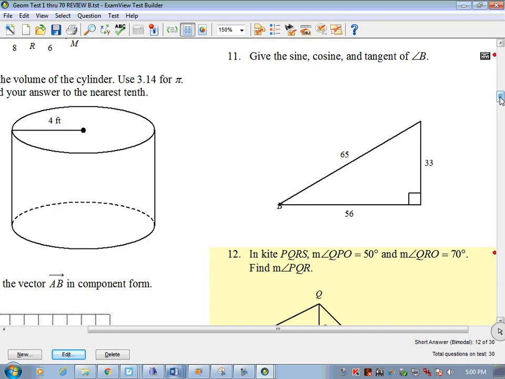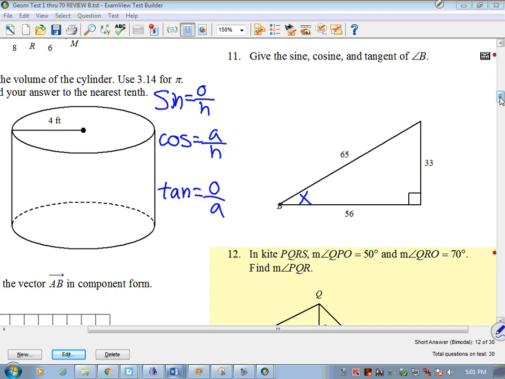Okay, number 10, give the sine, cosine, and tangent of angle B. All right, so we're using this guy right here. They've given us all the measures. We need to remember first that sine is opposite over hypotenuse. Cosine is adjacent over hypotenuse. Tangent is opposite over adjacent. Now let's set up those ratios based upon this. All right, I'm going to help you out here. This is opposite to angle X. This is adjacent to angle X. That is always hypotenuse because it is opposite my right angle.